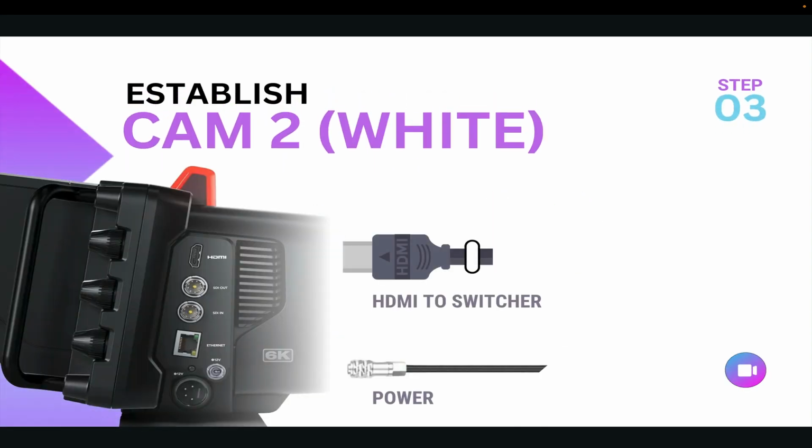All right, so the camera that's sitting closest to us is cam 2, which is the white camera. And then we're going to take the HDMI out from the camera into the switcher. And of course, you have to connect the camera to power. So this does not have to be set up after the switcher is set up. This is all happening at the same time.